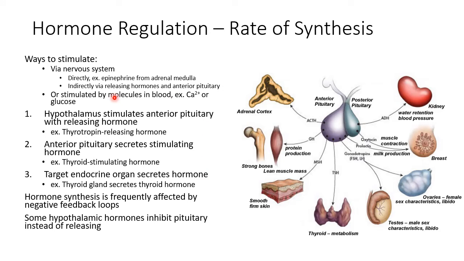Then the last way that hormones can be released is by the endocrine organ itself sensing the concentration of something in the blood. So for instance, the pancreas is able to sense the concentration of your blood sugar, how much glucose you have in your blood, and it will release hormones depending on that concentration.